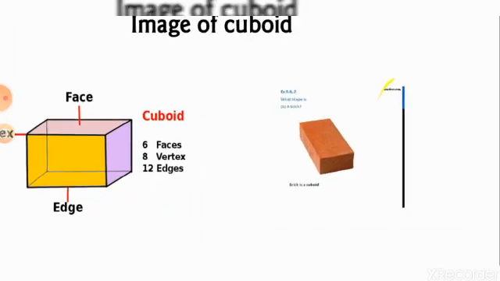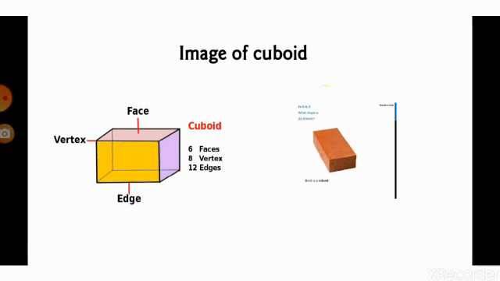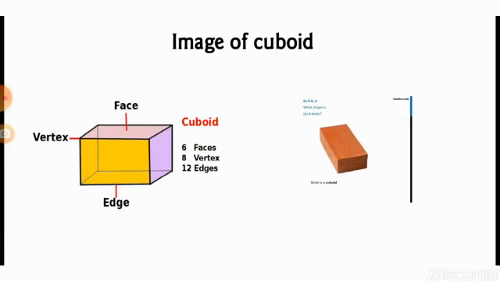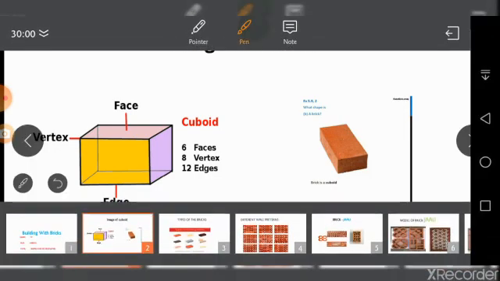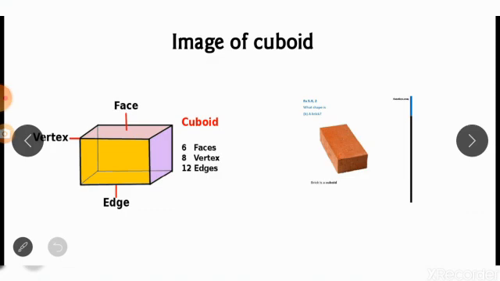Just imagine and relate two images: one is a cuboid shape and the next one is a brick. Just relate these two shapes. What are you getting? Yes, exactly correct, children, because the shape of the brick is a cuboid, isn't it?